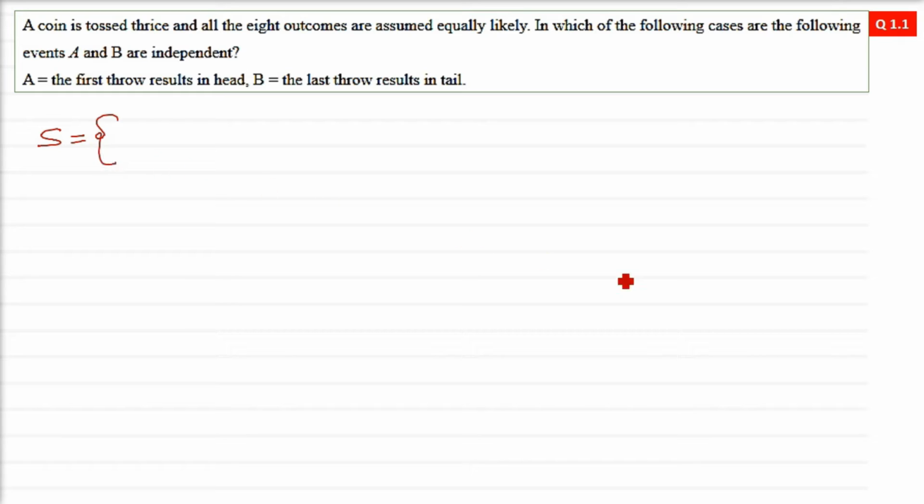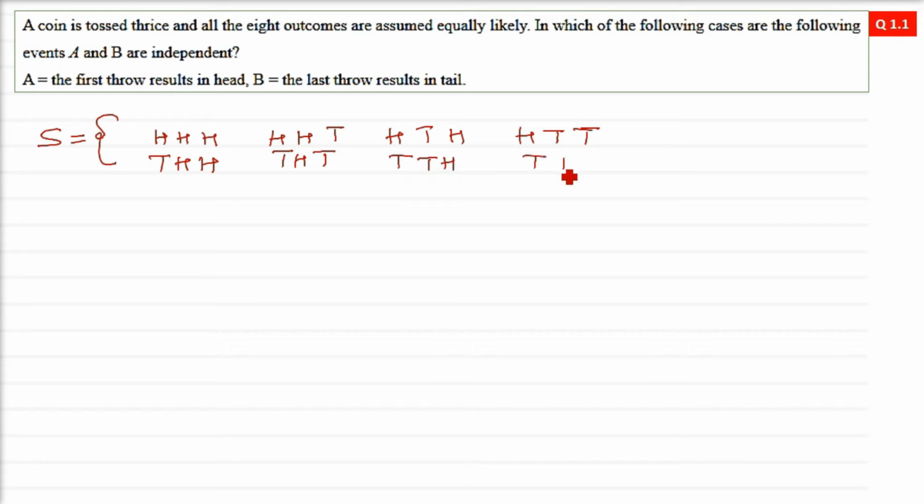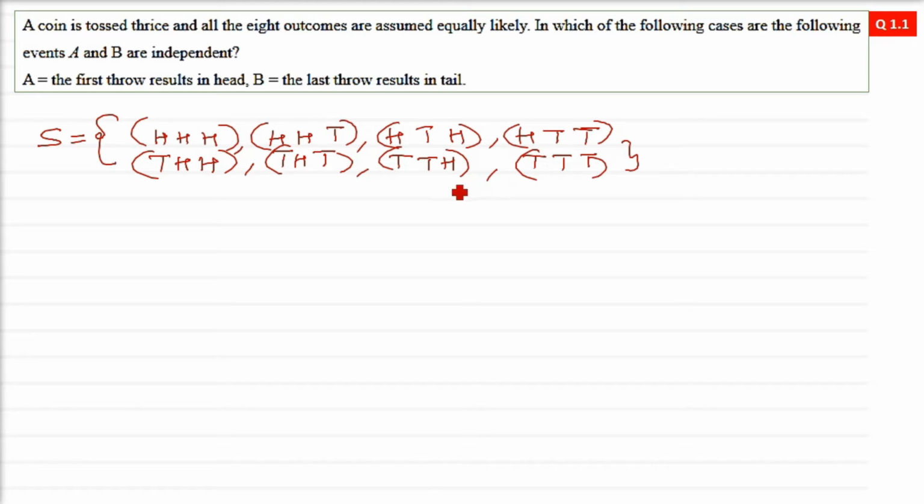So this sample space I am writing: H, H, H; head, head, tail; head, tail, head; head, tail, tail. I will always suggest that you don't write these in one line. Make it as 2 lines or 3 lines, it will make your task easier. So tail, head, head; tail, head, tail; tail, tail, head; and tail, tail, tail. So these are in all 8 possibilities. This is the sample space. The commas and round brackets are essential.